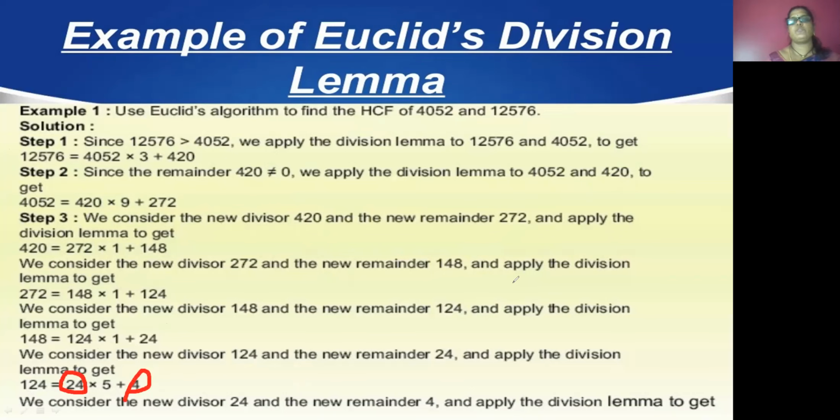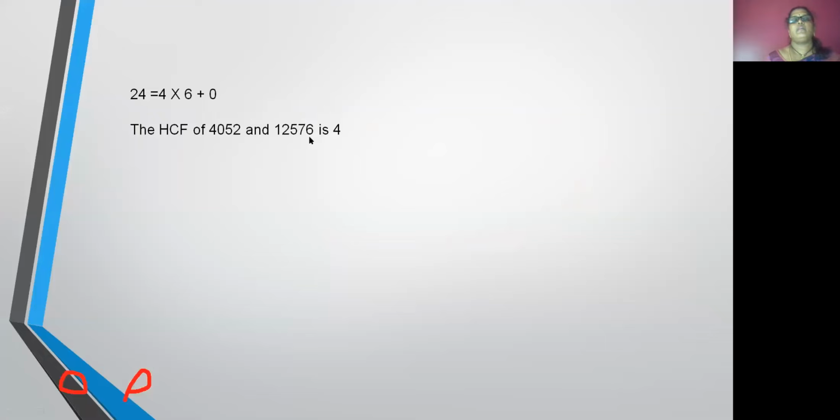So now how many times can you do it? 4 into 6, 24. Remainder, what did you get? 0. Till you get remainder 0, you should do the division algorithm. Understood? So this is called Euclid Division algorithm.